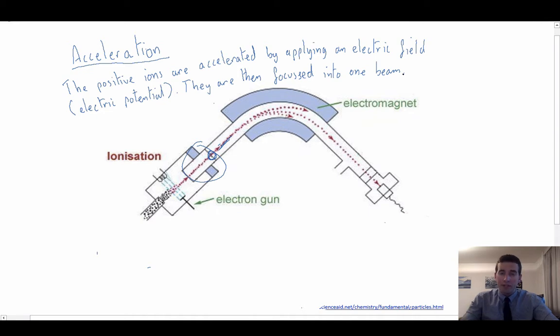So positive ions are accelerated by applying an electric field, or you could also call it electric potential, both terms are fine. And they're focused into one beam by passing through slits. So this is step 2, okay? First one, ionisation. Second one, acceleration. So now we're into the main part of the equipment.